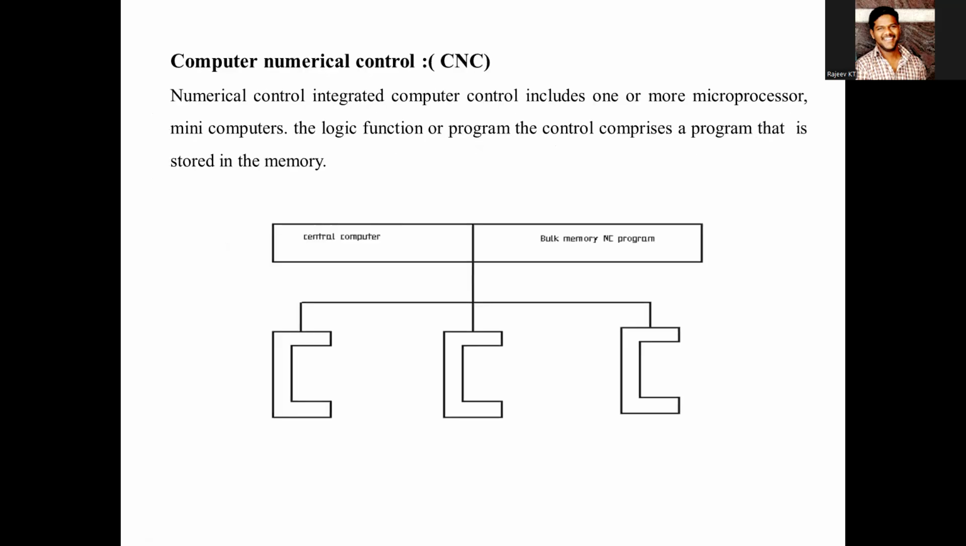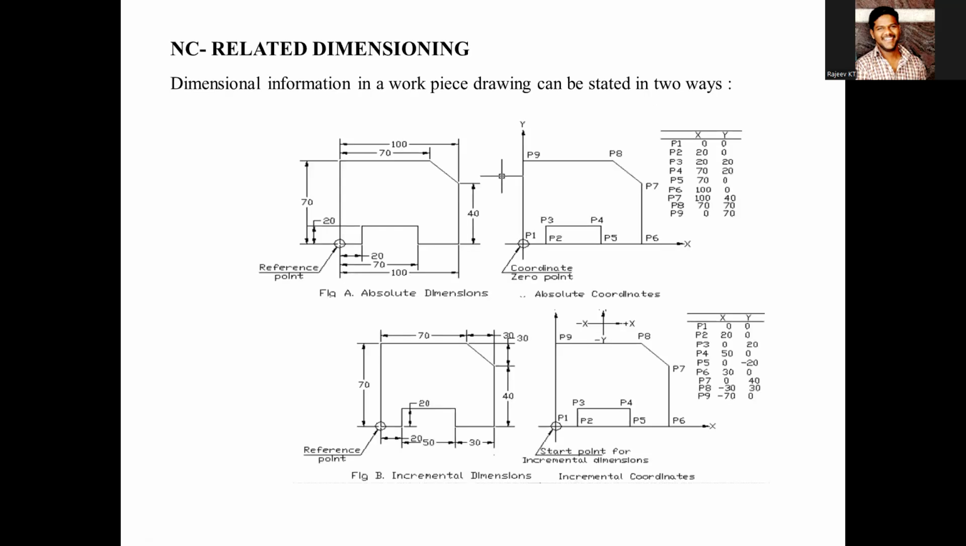Whereas in a computer numerical control system, we have a set of microprocessors, mini computers, and logical functional programs. With the help of these, we can store the programs we have written. In NC, we have to write a program directly on the machine, whereas in a CNC control system, we can write a program with the help of computers, and later dump the programs into the machines. For any machine, the main difference is the input parameters.